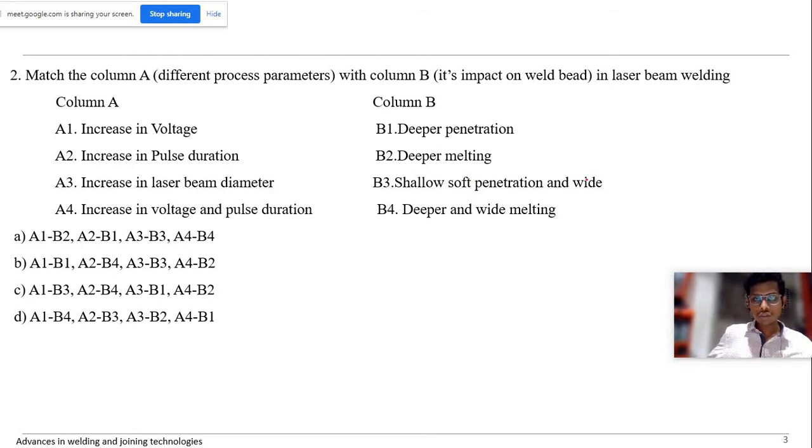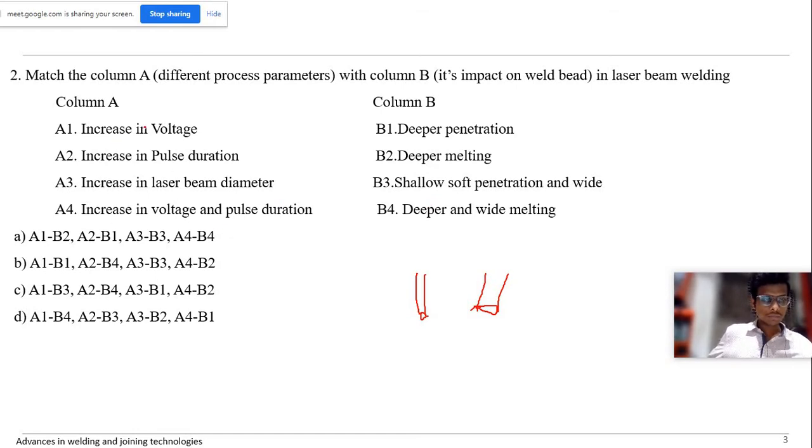So shallow penetration and a wider bead, because if this is the laser spot diameter and this is the laser spot diameter, here it is concentrated at a particular point, but if the laser diameter is increasing, the heat density is reducing for given constant parameters. So penetration will be less and we'll get the wider bead. So that is A3 B3, the first option we saw.